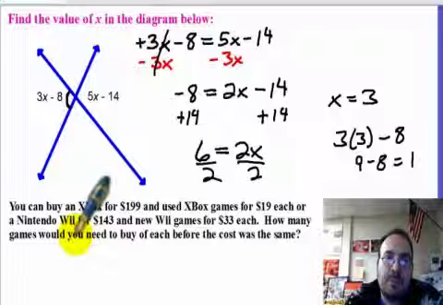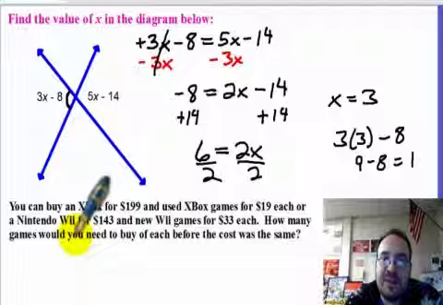Let's look at another example. You can buy an Xbox for $199 and used Xbox games for $19 each, or a Nintendo Wii for $143 and new Wii games for $33 each. How many games would you need to buy of each before the cost was the same?